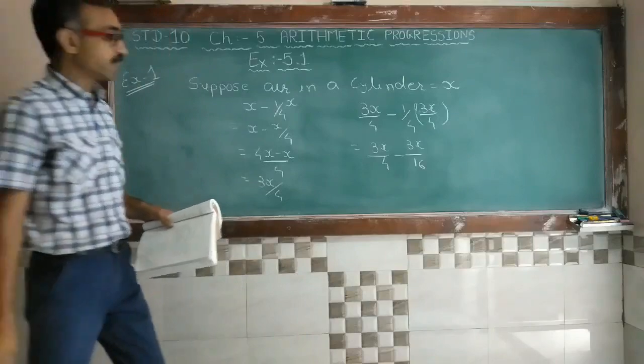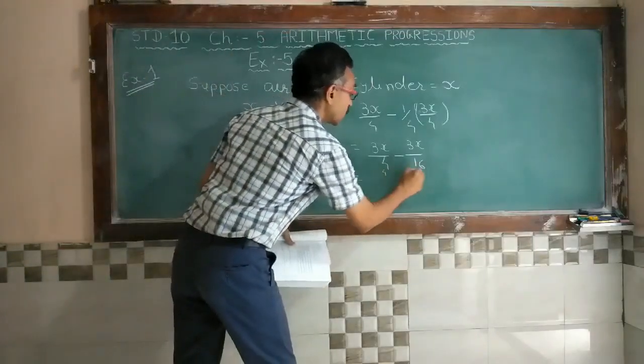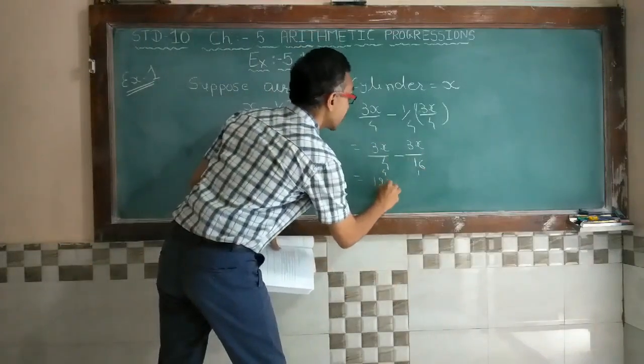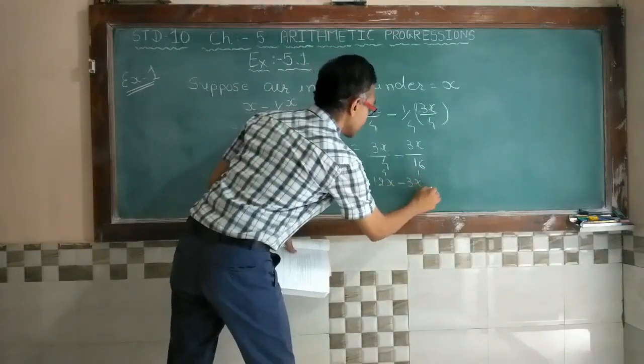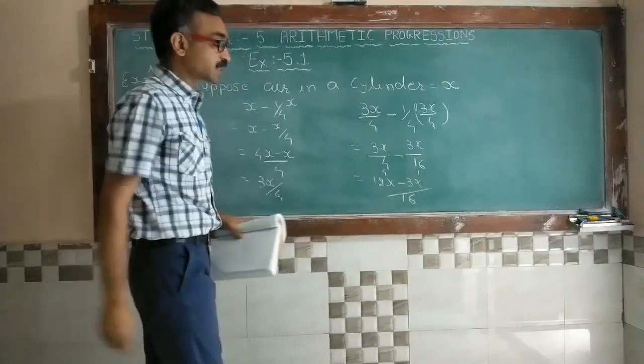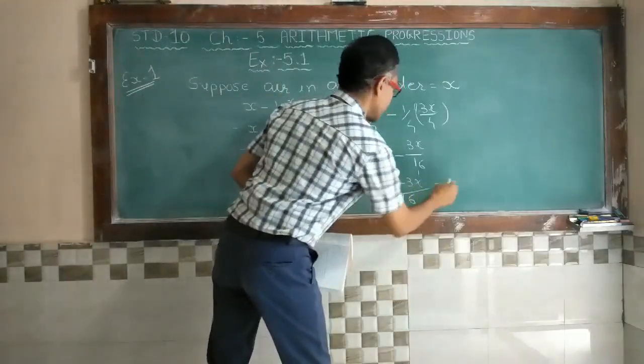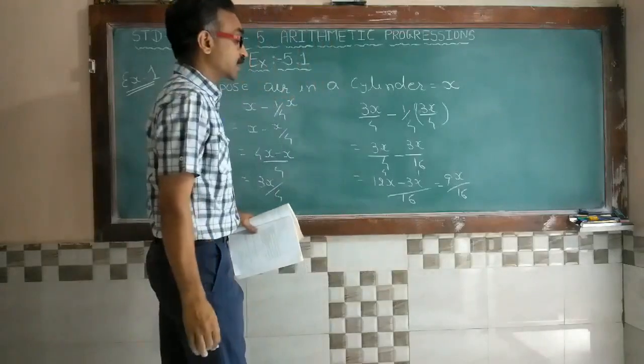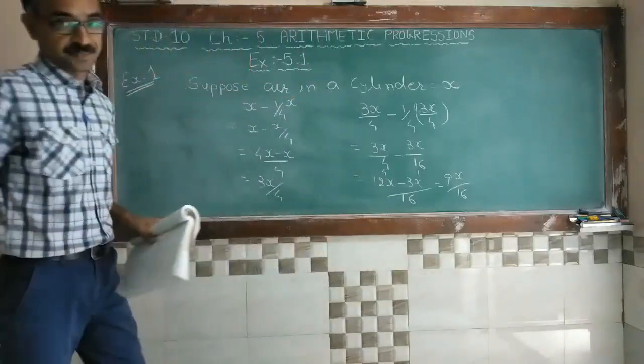Now see, 3x divided by 4 minus 3x divided by 16. Again taking LCM. Here 4, here 1. So 3 4s are 12x minus 3x divided by 16. So 12x minus 3x, that is 9x divided by 16. So this is your third term.